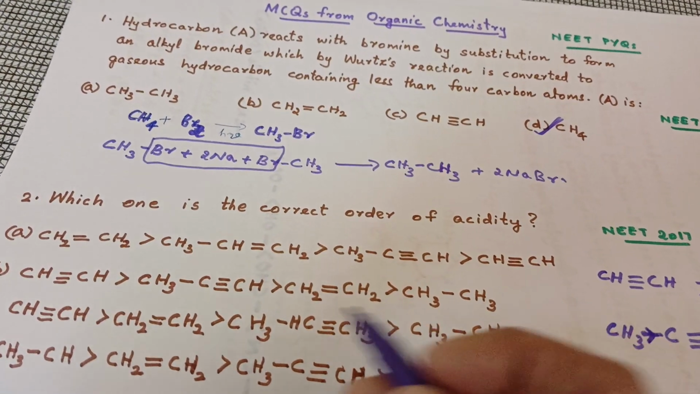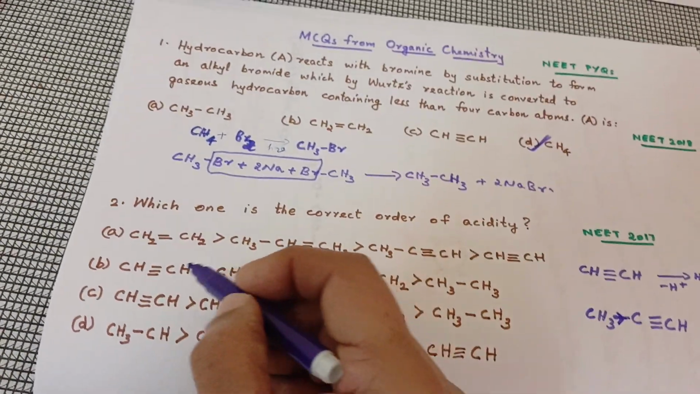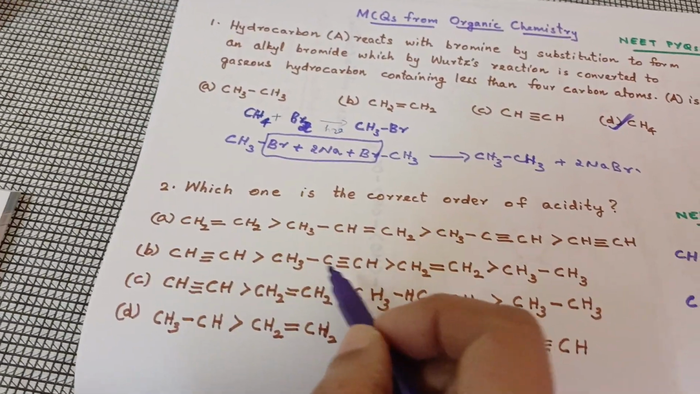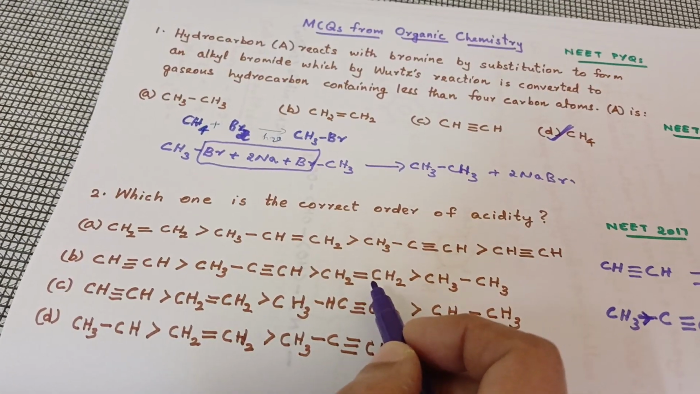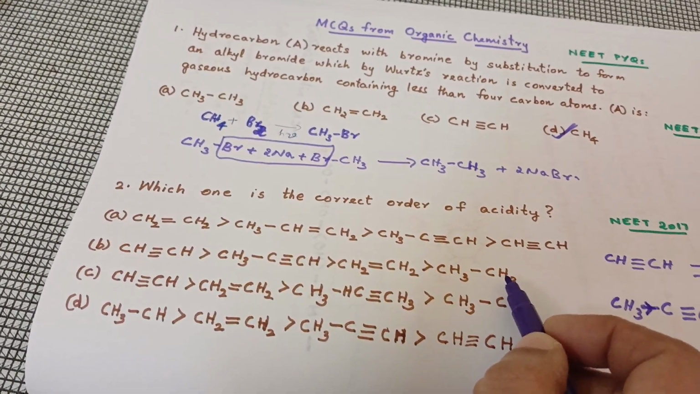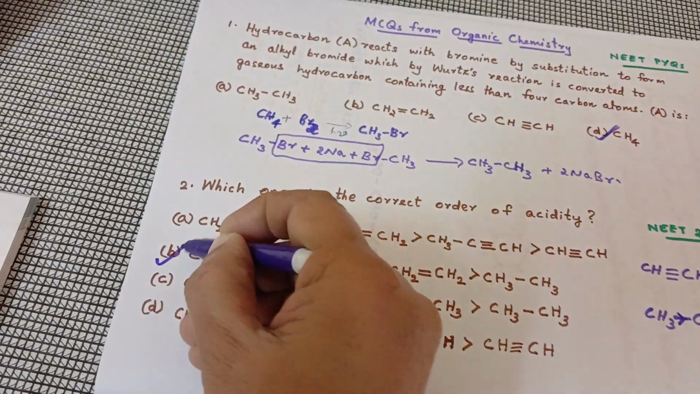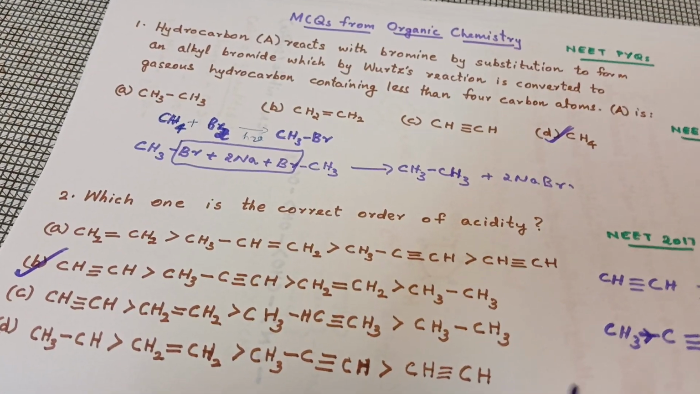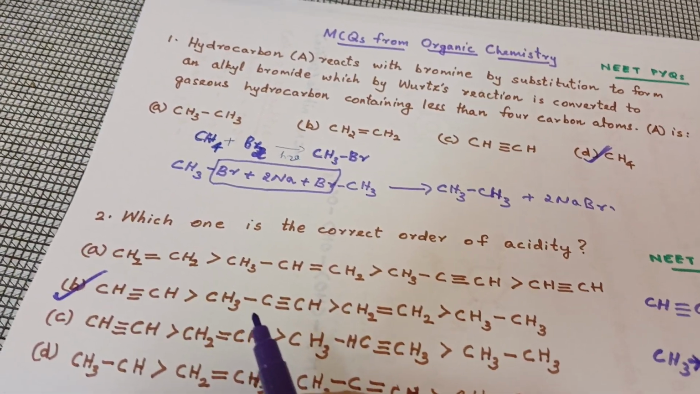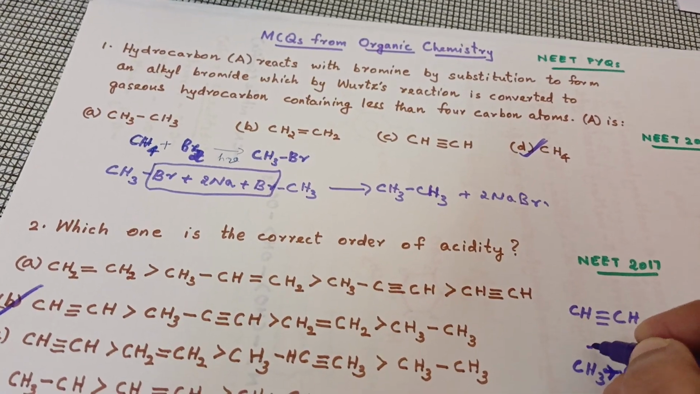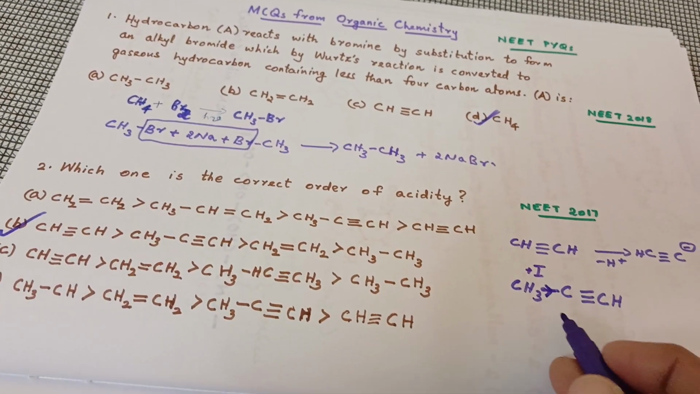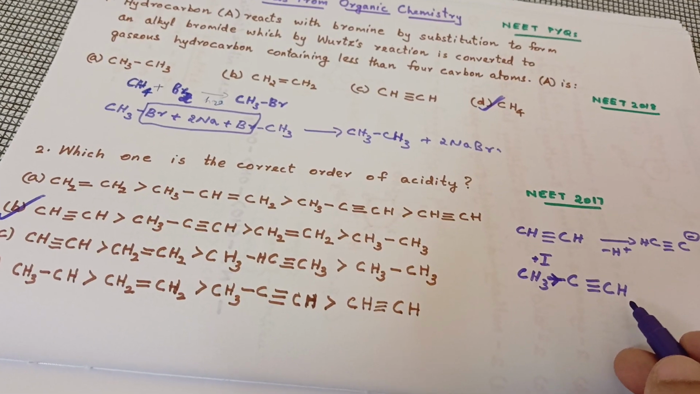So the correct order will be CH triple bond CH first and this second, then double bond and then single bond. So option B will be the correct choice. The presence of this CH3 group, that is a plus I effect, will decrease the acidity in the case of this propyne.